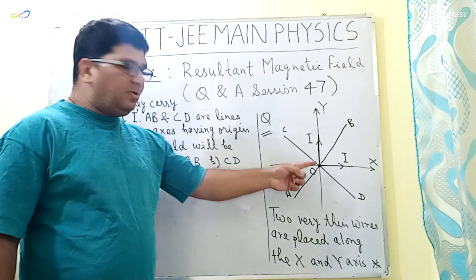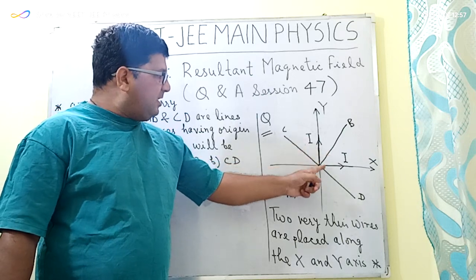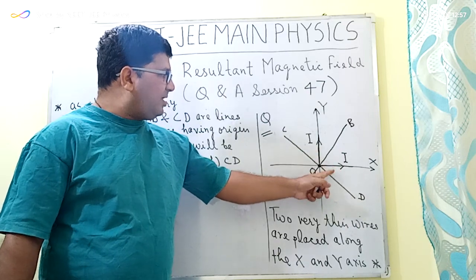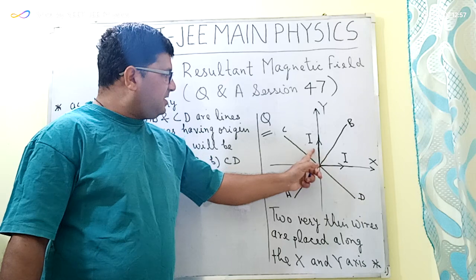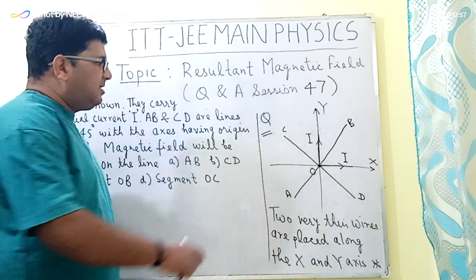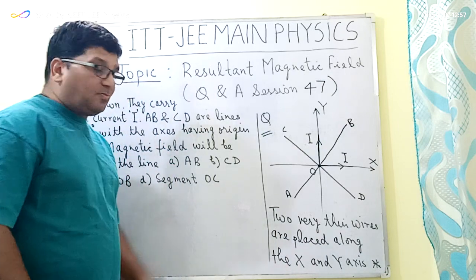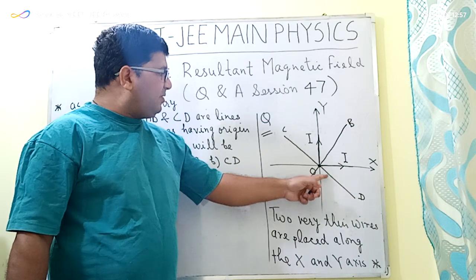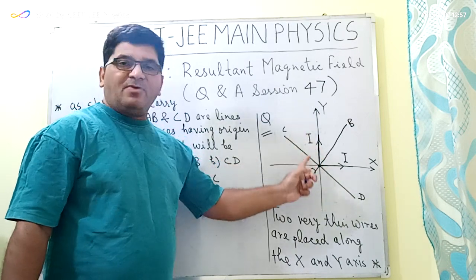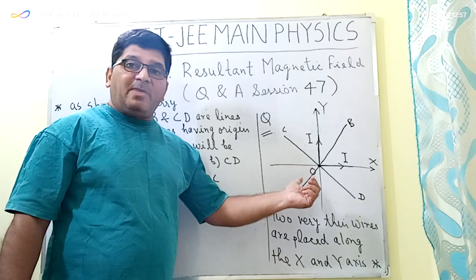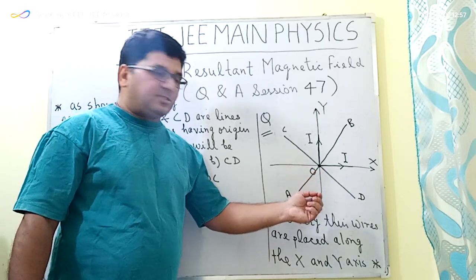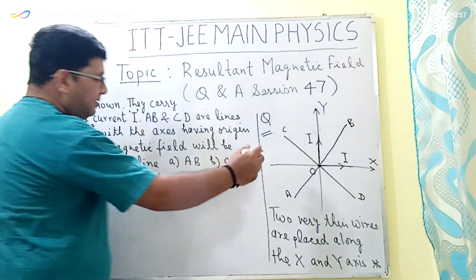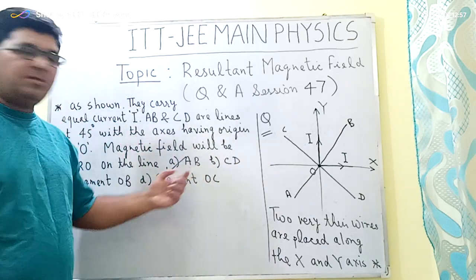So from the right hand thumb rule, see here the two wires are indicated by these thick lines. I have depicted the two wires which are lying along the x and y axis by these thick lines, and the direction of the current is given by these arrows. So by the right hand thumb rule, we can see that the magnitude of the magnetic field due to these two current carrying wires will be equal in magnitude but in opposite direction. So because of that, the magnetic field will be zero on the line AB. So the correct option here will be AB.